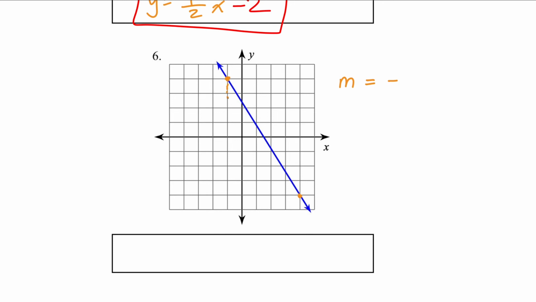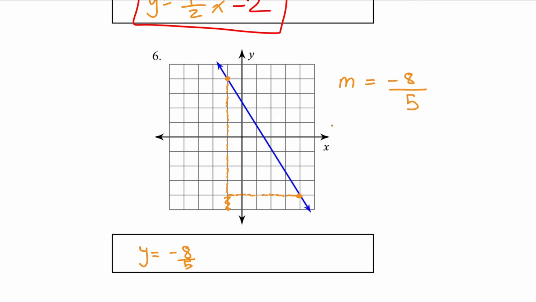So that's 1, 2, 3, 4, 5, 6, 7, 8, 9. Oh, 1 too much. It's 8. And then we go over 1, 2, 3, 4, and 5. So we went down 8, so it's minus 8, and we ran 5. And that's our slope. So y is equal to negative 8 over 5.